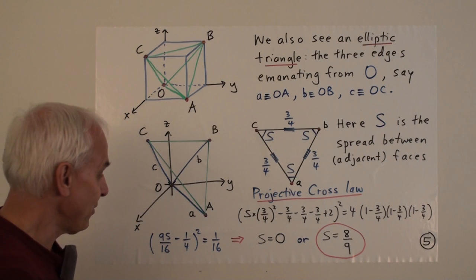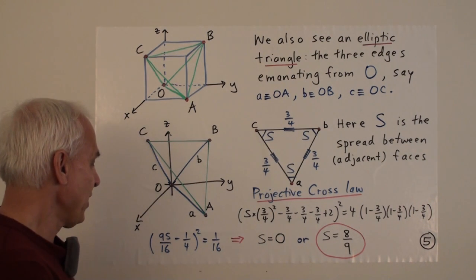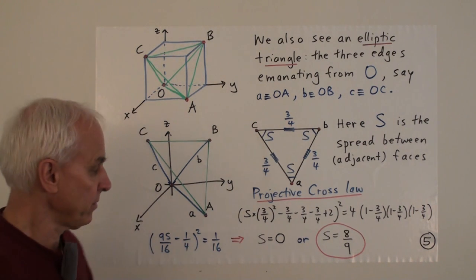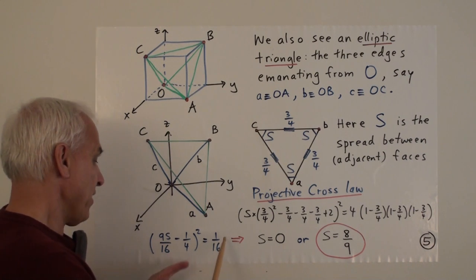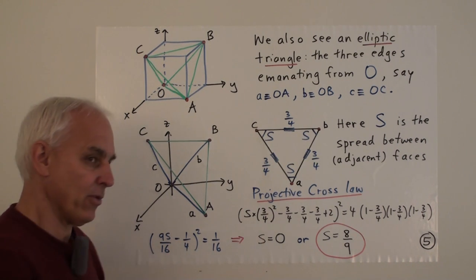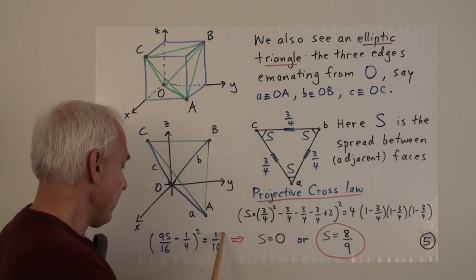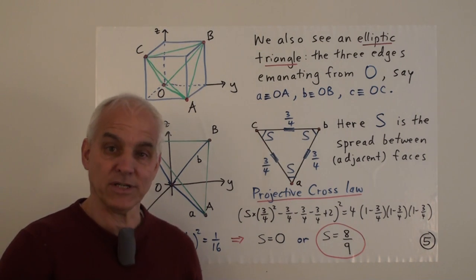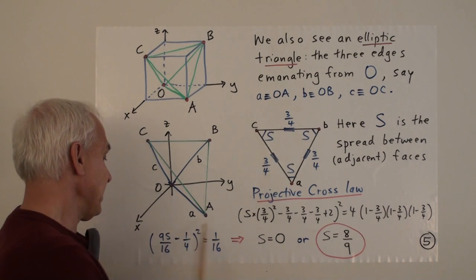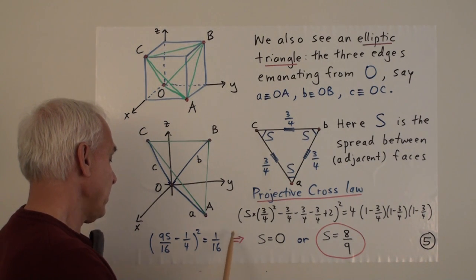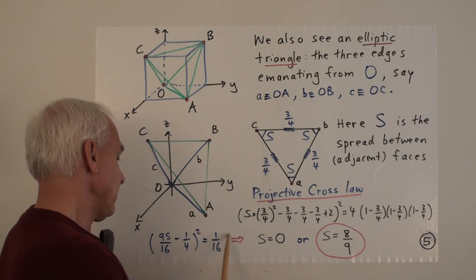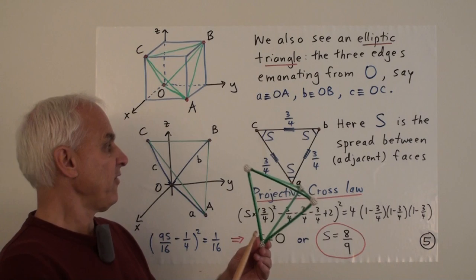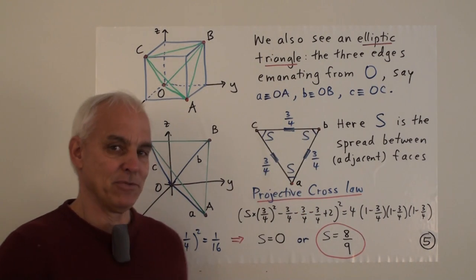Okay, so this is not so hard to solve because this happens to be a perfect square. So 9s over 16 minus 1/4 either equals 1/4 or minus 1/4. In the case of minus 1/4, the minus 1/4 will cancel and we'll just get s equals 0. In the case when we have a plus 1/4, then we'll get 9s over 16 equals 1/4 plus 1/4, which is a half. So then s will be 16 over 2 times 9, or 8/9. That is the value for the projective spread in this elliptic triangle.